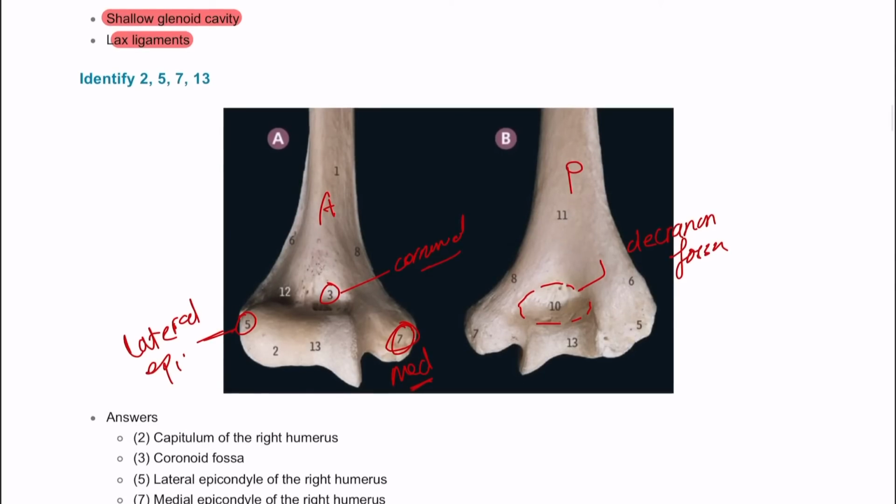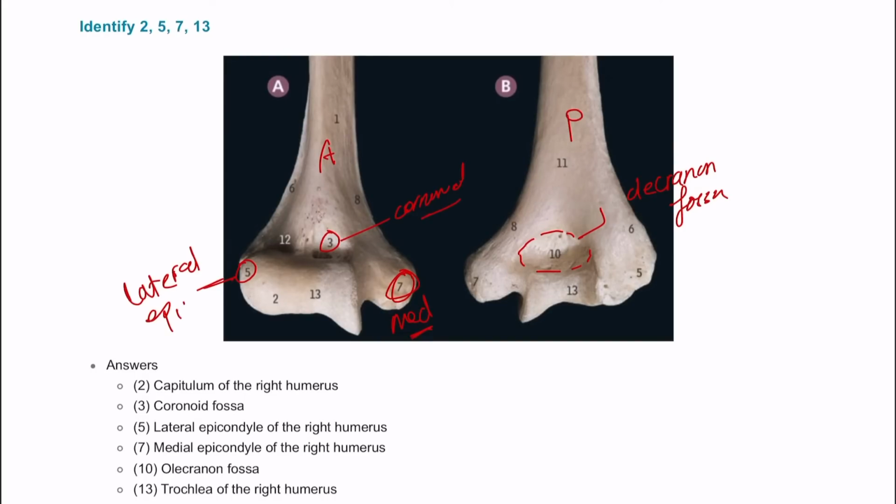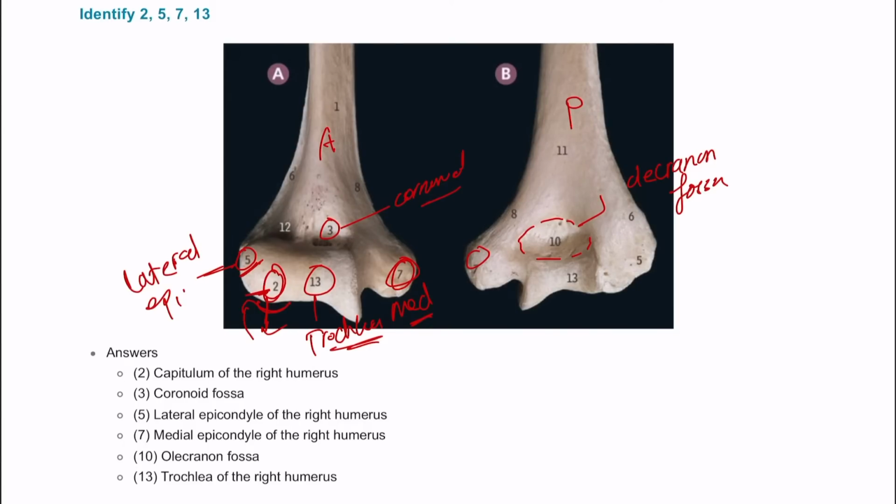So I always remember the capitulum with the radius. So the capitulum, number 2, is always related to the radius. So if you identify the lateral epicondyle, you will be able to say that the next part will be the capitulum because it will be related to the radius. And then 13 is the trochlea, all right? So we mentioned 2 is capitulum, and 3 is the coronoid fossa, and 4, you can see 4 in here, but 5 is the lateral epicondyle, and 7 is the medial epicondyle, and 10 is the olecranon fossa, and finally the trochlea is number 13.